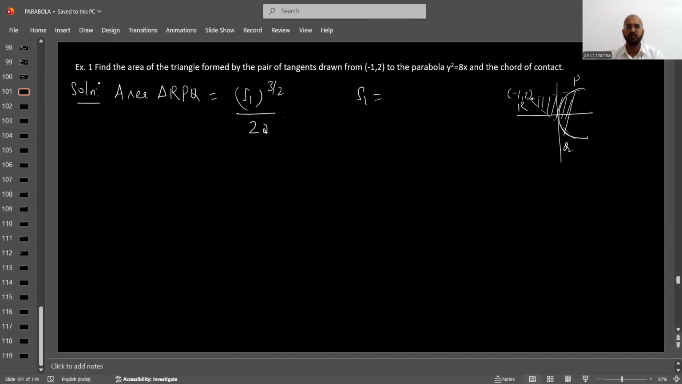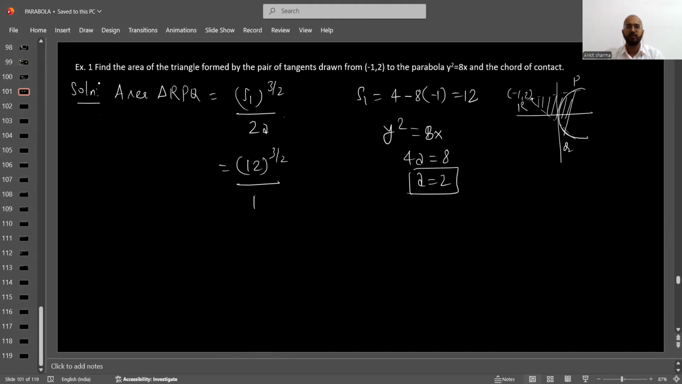So S1 is equal to y1 square, so y1 square is 4, and then minus 8 into x1, which is -1. This turns out to be 12. So we'll be writing here 12 to the power 3 over 2 upon 2A. So A, if I compare, then I have here y square is equal to 8x. So 4A is equal to 8. So this implies A is equal to 2. So I just need to plug in here 4. So 12 to the power 3 over 2 over 4 means you can write down here 12 root 12 over 4. Root 12 can be written as root of 4 into 3, which is 2 root 3. So this turns out to be 6 root 3.